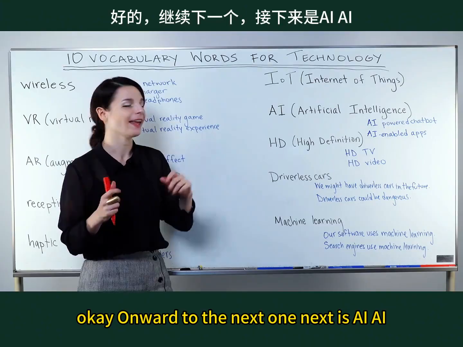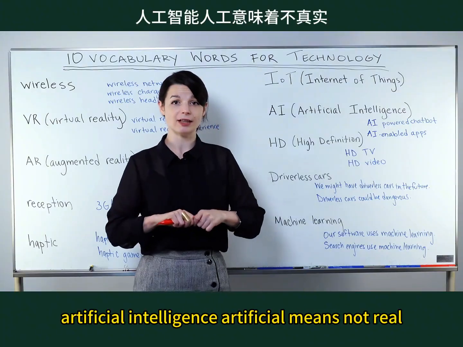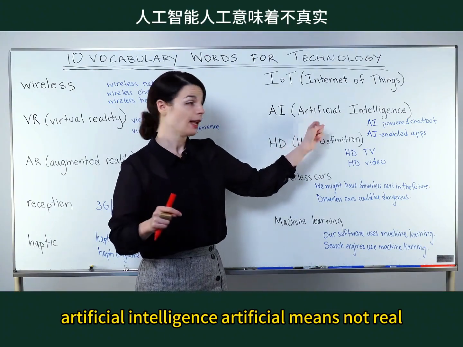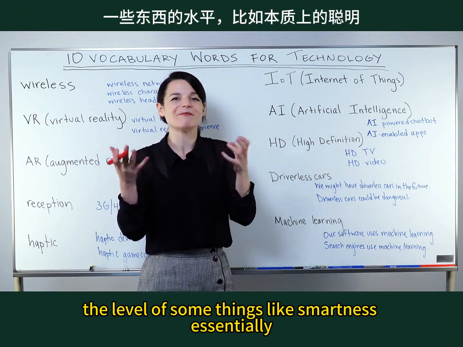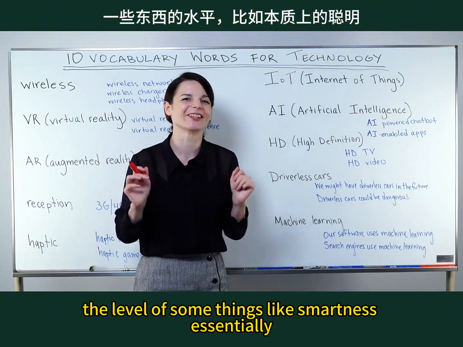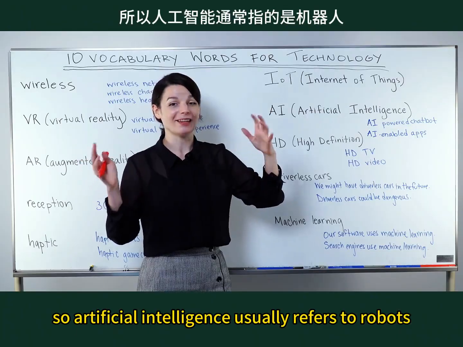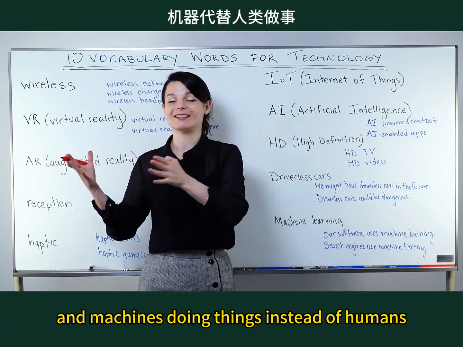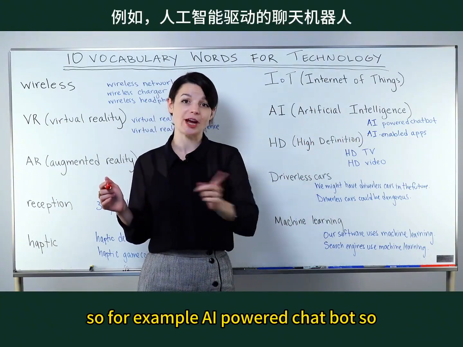Next is AI. AI means artificial intelligence. Artificial means not real, and intelligence means the level of something's smartness, essentially. So artificial intelligence usually refers to robots and machines doing things instead of humans. So for example, AI-powered chatbot.